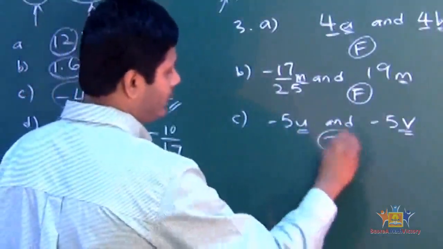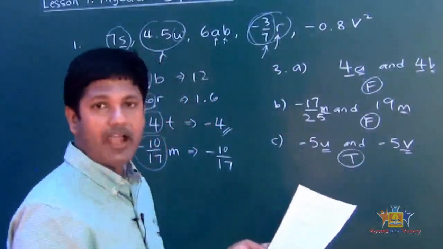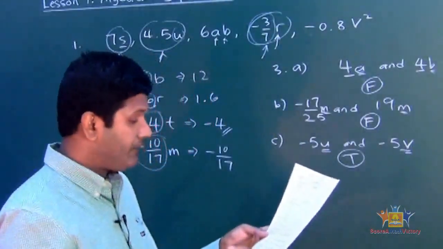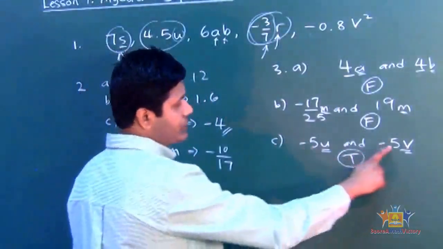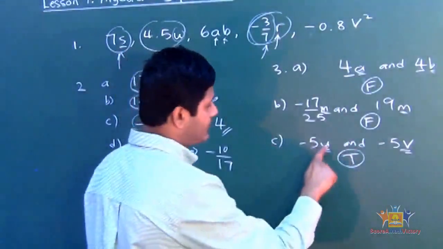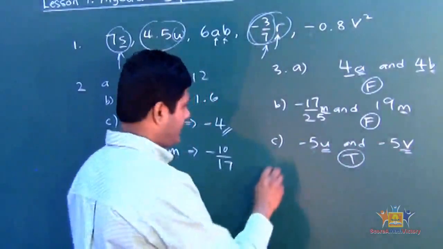So this is true, because the C says negative 5u and negative 5v are unlike terms. Even though the coefficients are the same, that doesn't make the decision. It is the unknown that makes the decision.